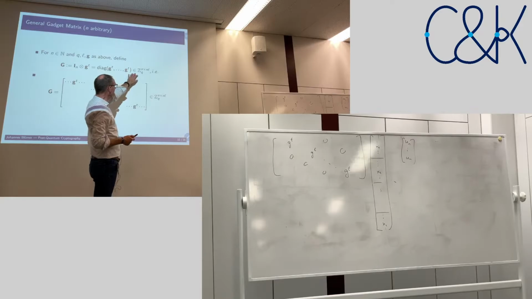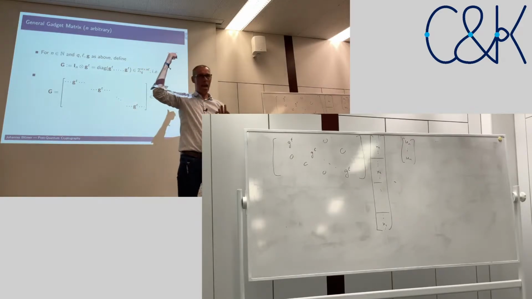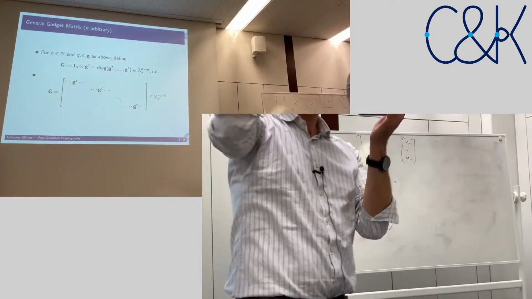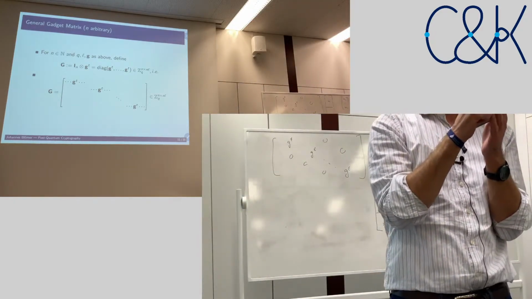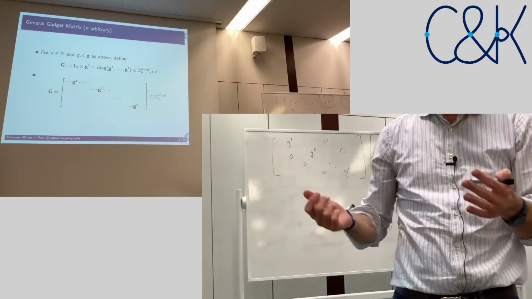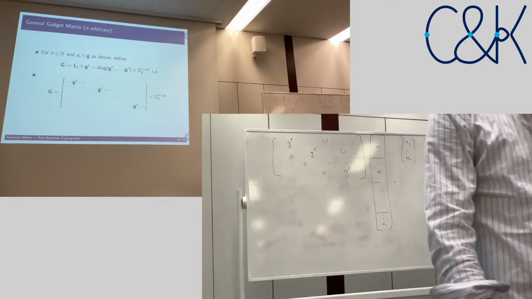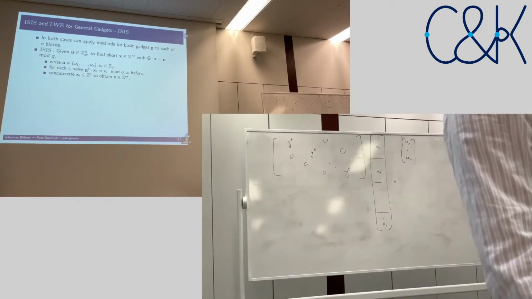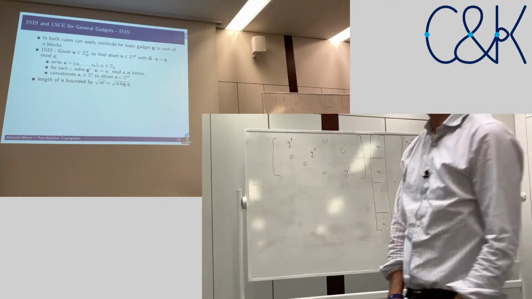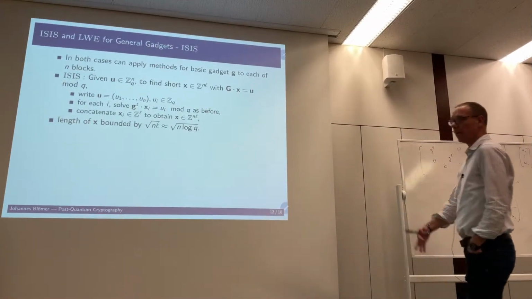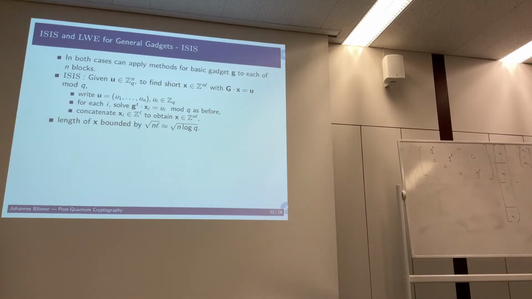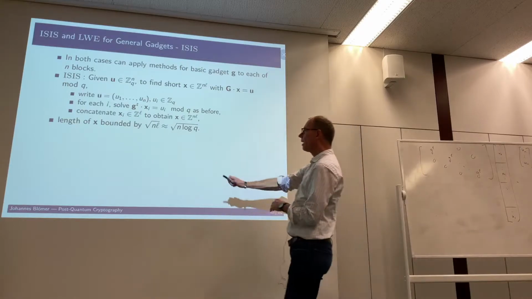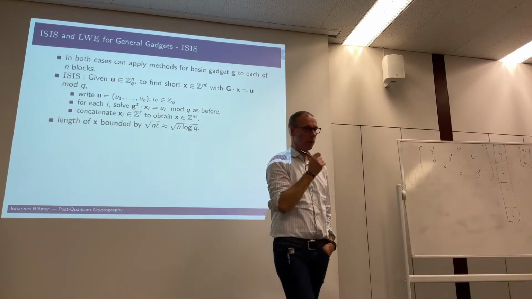But this gadget is, as you can see, M is here n times L. So there's a relation between n and M. M is a multiple of n. So that's what we get here. What's the length of this vector? Well, again, our solution vectors contain only 0, 1s. They inherit that from our G thing here because we just concatenate the solutions. But now instead of L dimensions, we have n dimensions, so the length is roughly square root n times log q.